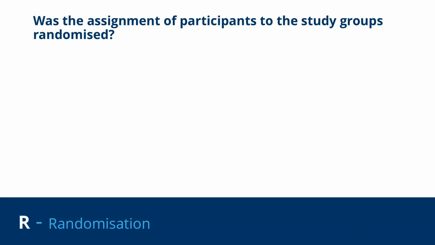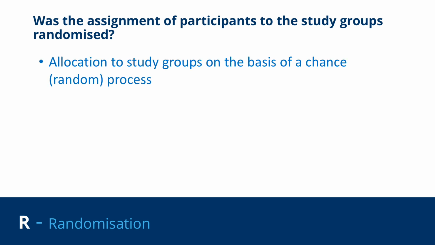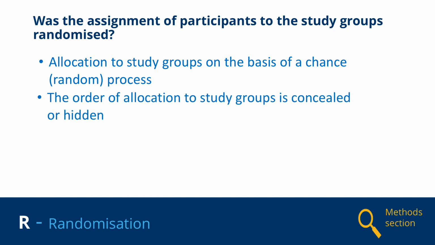The first item of RAMBO is randomisation. When appraising an RCT, it's not enough for a trial to say it's randomised or used random allocation. It's important to look closer at how the randomisation was done, and there are two things to consider here. Firstly, whether participants were allocated to study groups randomly, in other words, by chance alone, and secondly, whether the allocation order, or the order in which participants would be placed into study groups, was concealed or hidden. You'll find this information in the methods section of the paper, and we'll discuss both issues further now.